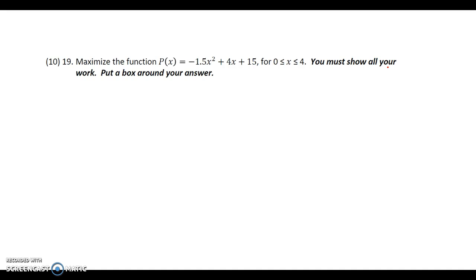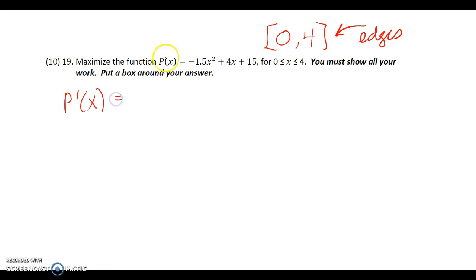Finally, we have a function for this interval. Now notice this is a closed interval. When you have a closed interval and you want to maximize, you look at the critical points and you look at these edges, don't you, when it's closed. So we're going to take this and take the derivative of it. So I'm going to bring down to negative 3x plus 4. So to find the critical points, I set it equal to 0. 4 equals 3x, x equals 4/3.